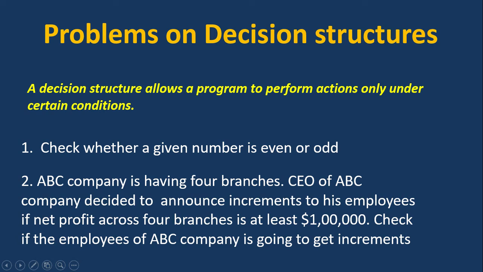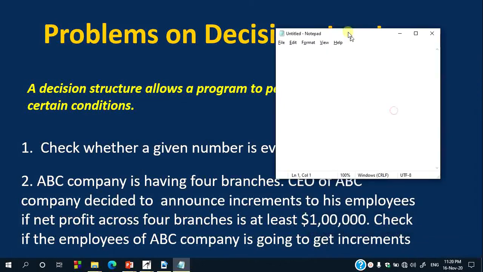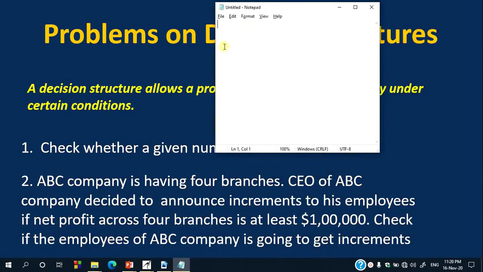Okay, so this is the problem statement, and you need to draw a flowchart for this one. ABC company is having 4 branches, and the CEO has decided to give increments to his employees if the net profit across 4 branches is at least $1 lakh. So you have to help him find whether he can afford increments or not. Let's write the algorithm for this one, then we will convert it to a flowchart.